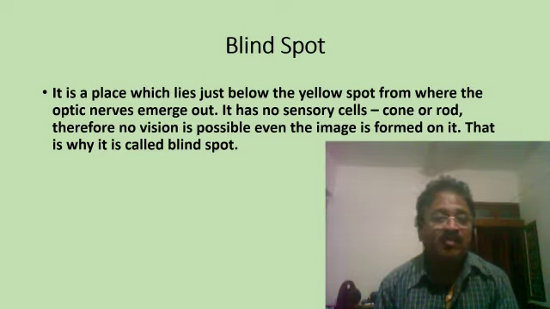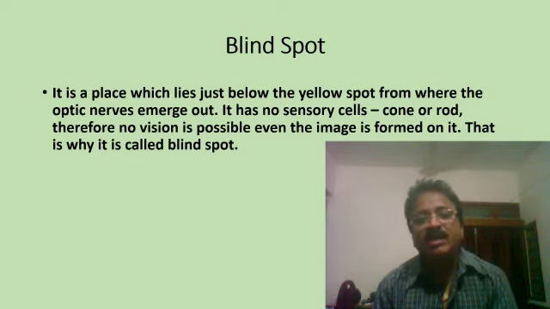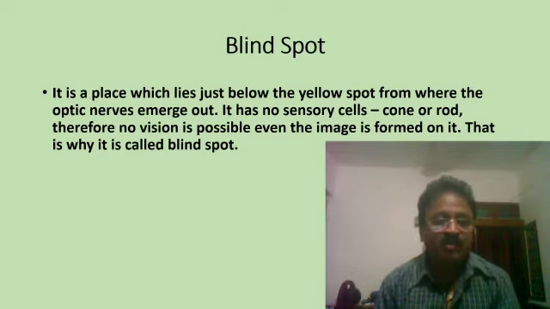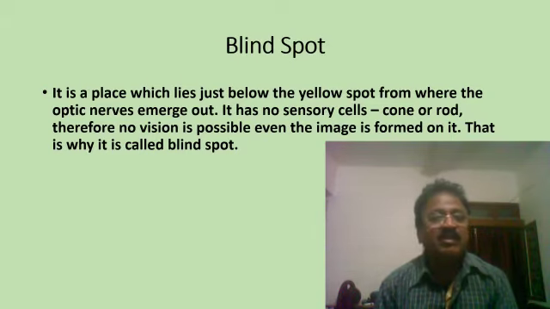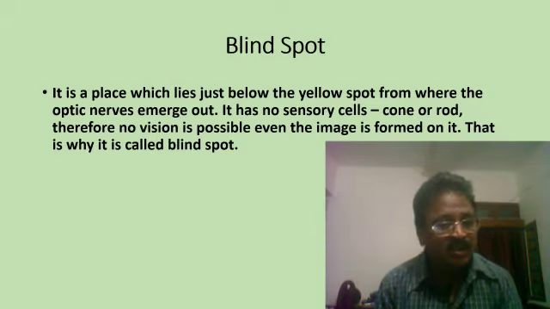Even if the image is formed on it, that is why it is called a blind spot. So the blind spot is called so because it has no sensory cells. So even though the image is formed there, we cannot visualize that image.